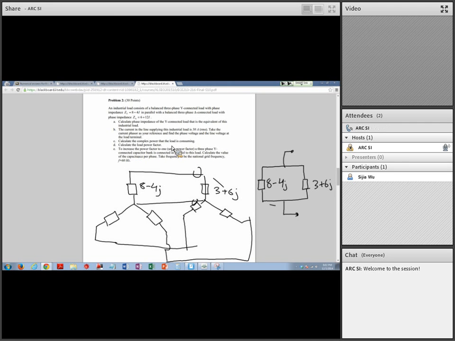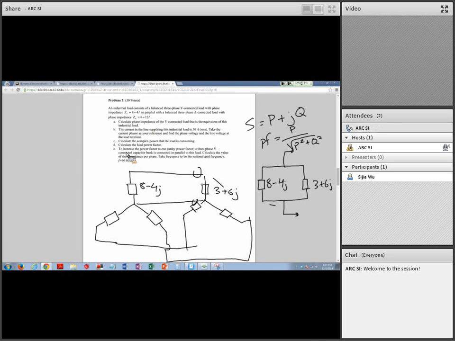Load power factor, you can do P over S, the real part of the complex power over the magnitude of the complex power, I think, right? For power factor, isn't it P? So S equals P plus jQ. Power factor is P over the magnitude of the complex power. Right, P over S.